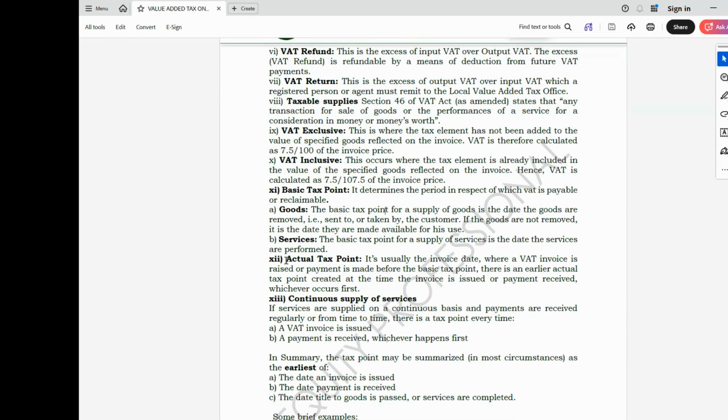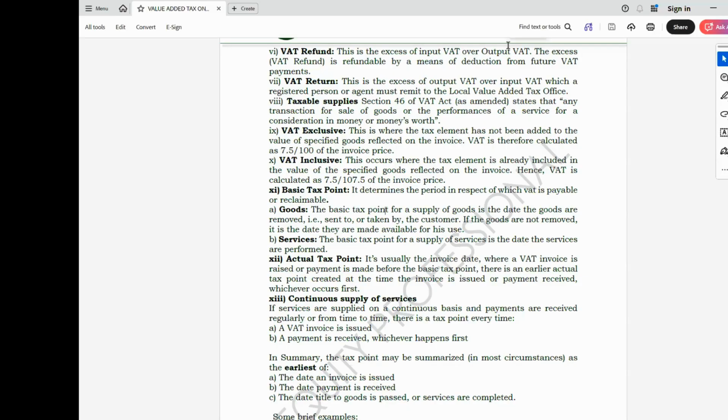Also, have a scenario whereby the item is not supplied at once. So you are supplying the item bit by bit, a continuous supply of services. Where services are supplied on a continuous basis and payments are received from time to time on a regular basis. So you are selling an item to somebody, saying, okay, I'm going to sell 100 cartons to you. But I'm not going to give you the 100 cartons at once. I'm going to be supplying those 100 cartons on a continuous basis, batch by batch.